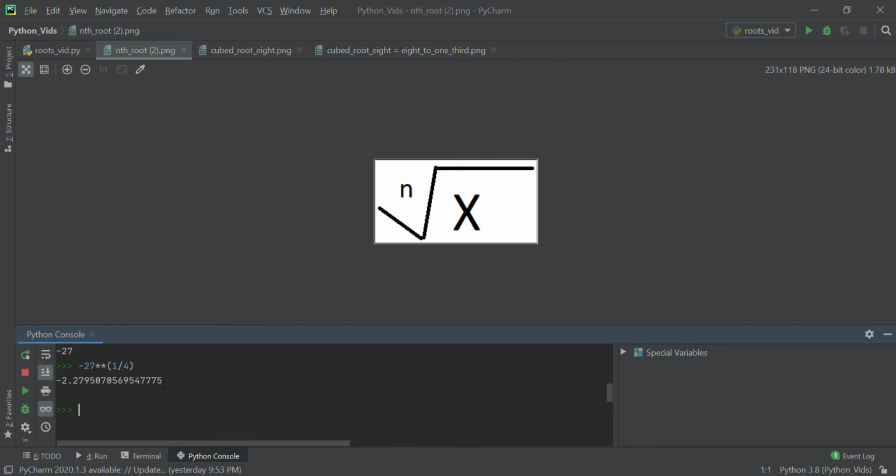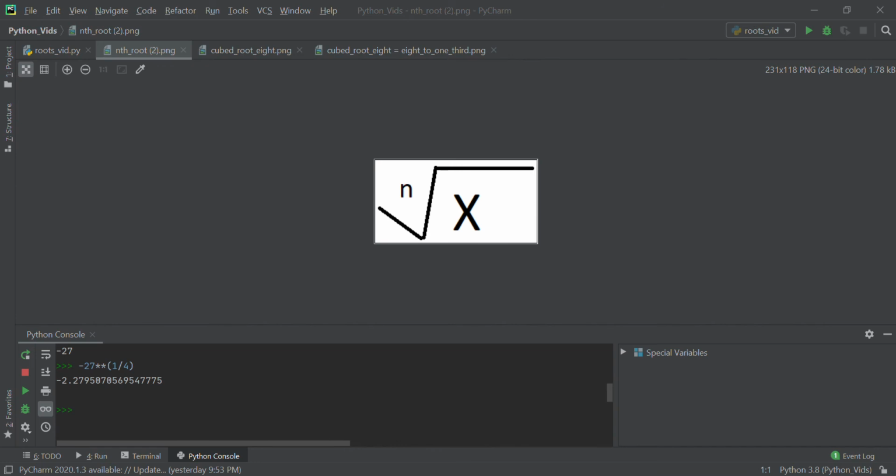This isn't the fourth root. It can't be the fourth root of negative 27 because a negative number, this number, times itself 4 times would have to give you a positive number just by its nature. It's a negative times a negative times a negative times a negative. It has to give you a positive number. It can't be the fourth root of negative 27. This is just wrong.